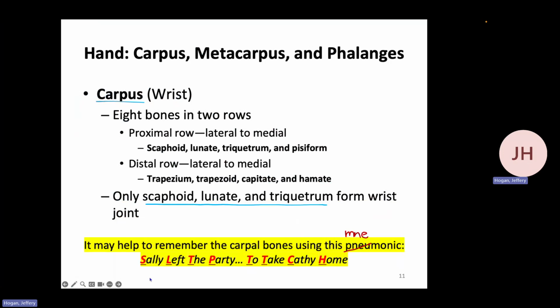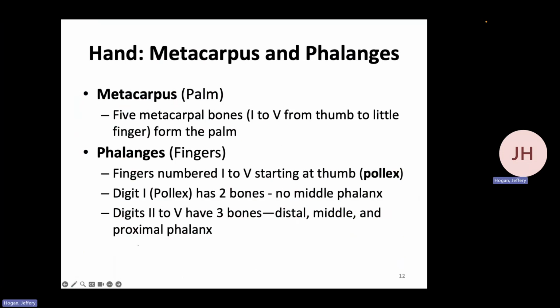All right. So again, the first 4 are the proximal row, lateral to medial, and then the next 4 are going to be the distal row. Scaphoid, lunate, triquetrum, pisiform. Some lovers try positions that they can't handle: trapezium under the thumb, trapezoid, capitate, and hamate. We'll take a look at what that looks like again, and we'll say it all over again.